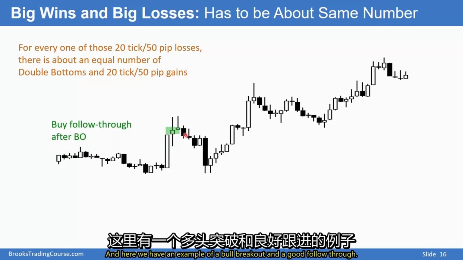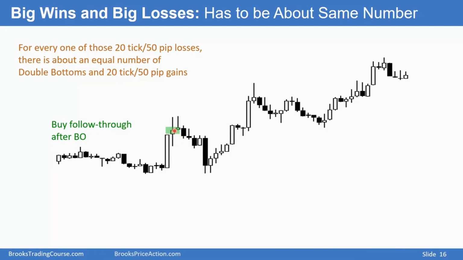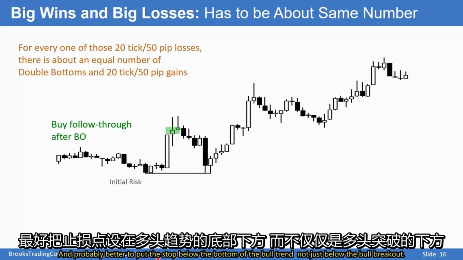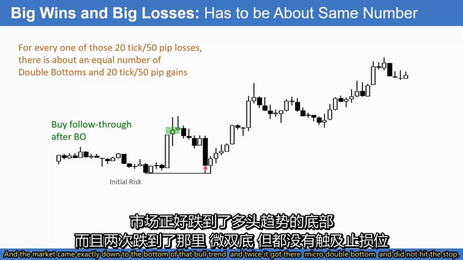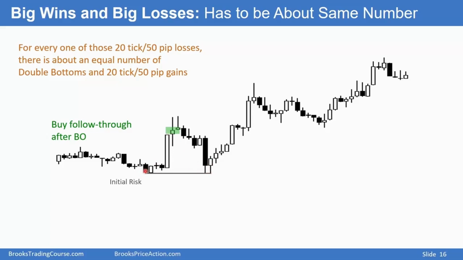Here we have an example of a bull breakout and good follow through. Traders can buy that close. And probably better to put the stop below the bottom of the bull trend, not just below the bull breakout. And the market came exactly down to the bottom of that bull trend. And twice it got there, micro double bottom, and did not hit the stop.